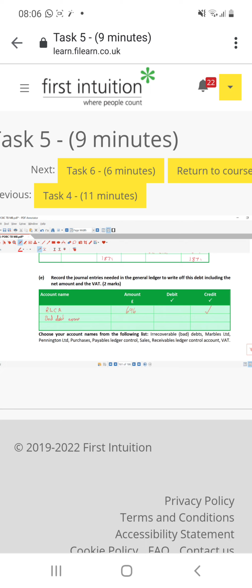And this will be a debit as it's a cost. And the remaining amount then to make this journal balance must therefore be the VAT element for the remaining 116. And this too will also be a debit to our accounts. And that's it.